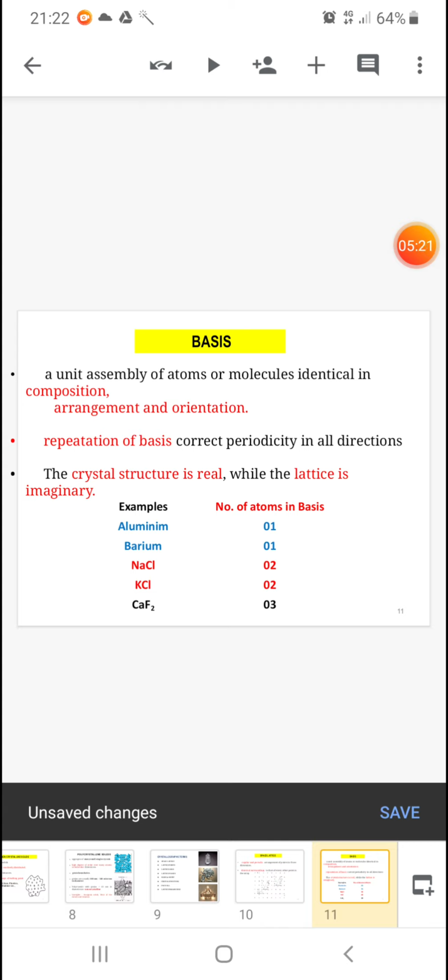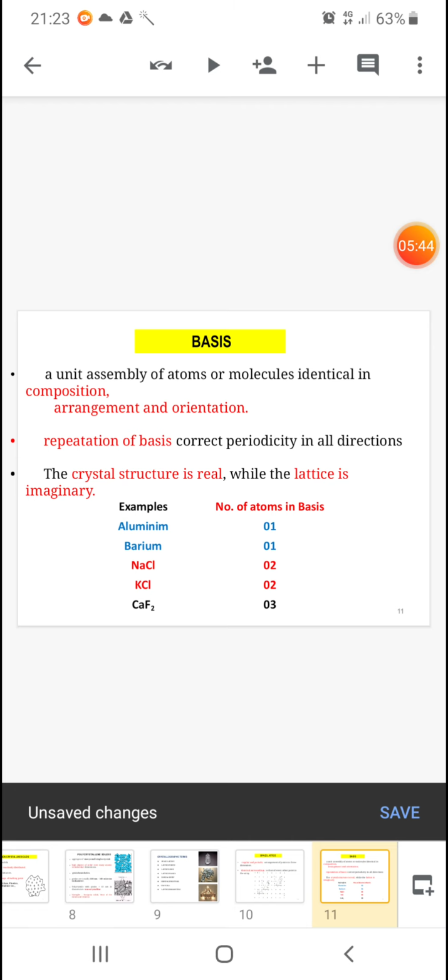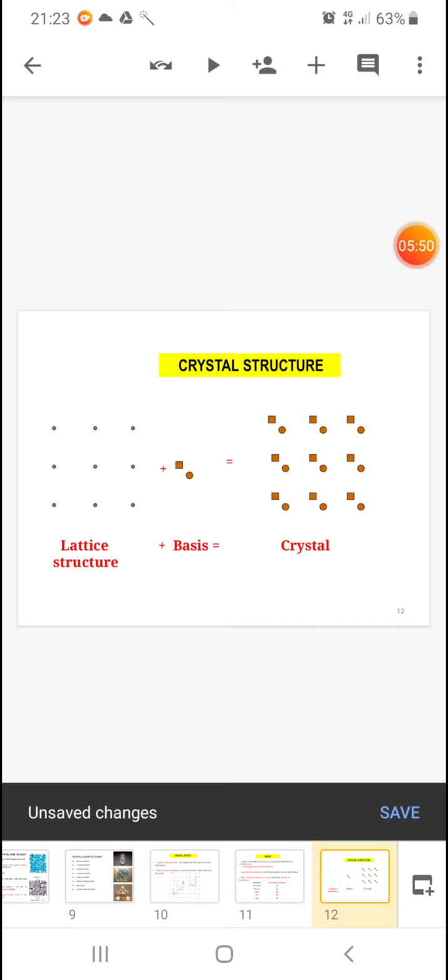Suppose we will see some examples and the number of atoms in the basis. Aluminium, then the number of atoms in the basis is 1. Barium, number of atoms in a basis is 1. NaCl, number of atoms in the basis is 2. KCl, number of atoms in the basis is 2. CaF2, number of atoms in the basis is 3, etc.